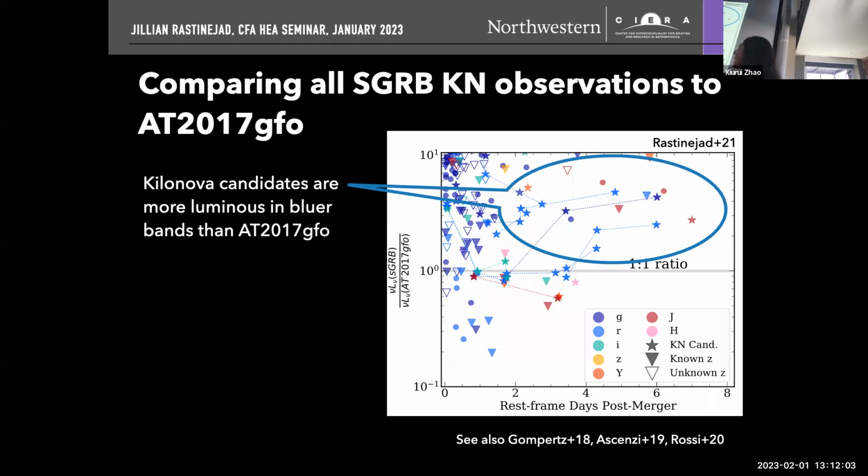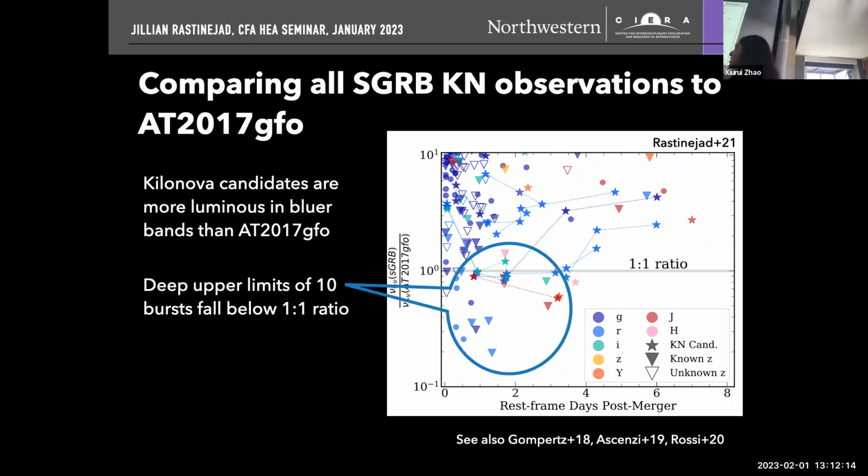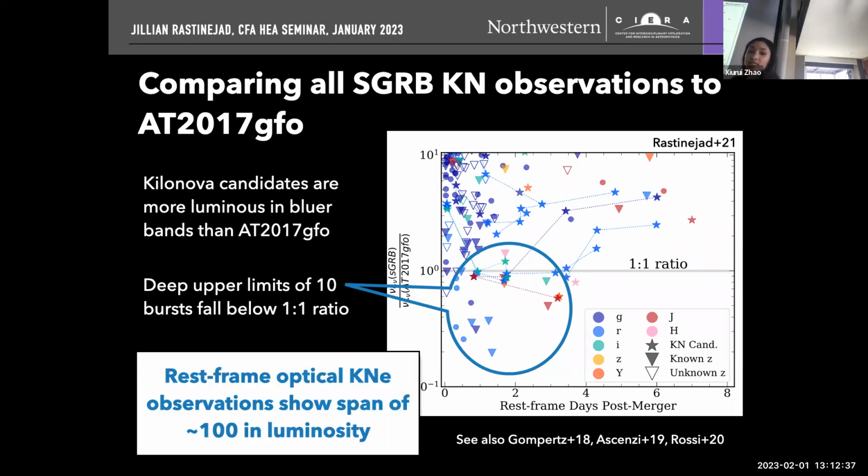Well, it shows that kilonova candidates, so these are events where there's been a claimed kilonova counterpart, are more luminous in bluer bands than 170817. We also see that there are deep upper limits of 10 gamma ray bursts, which fall below this 1-to-1 ratio. So if 170817's kilonova were on this plot, it would fall exactly along that 1-to-1 ratio. And so what this is showing us is that for 10 GRBs in the bands that they were observed in, their kilonova was less luminous than 170817's. And then finally, this tells us that rest frame optical kilonova observations show a span of about 100 in luminosity.